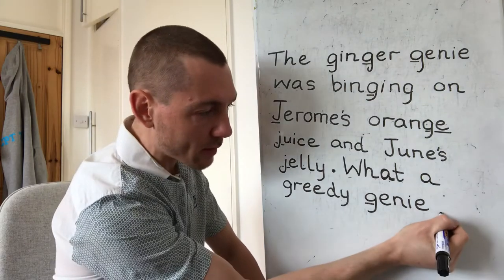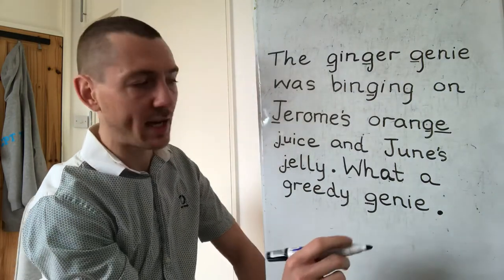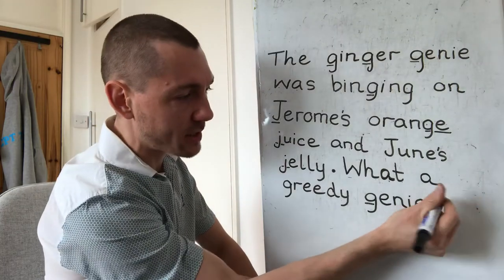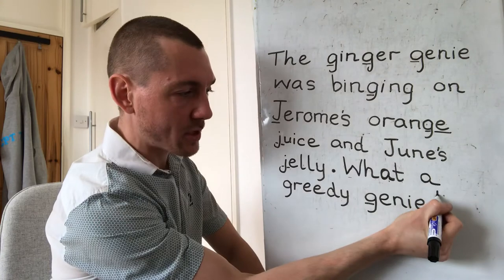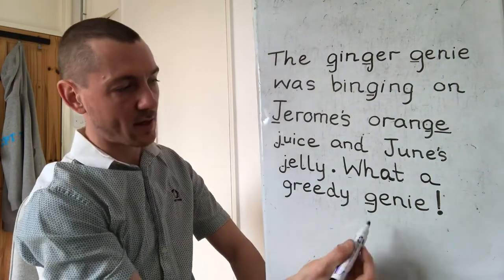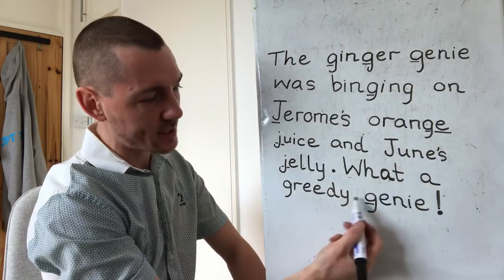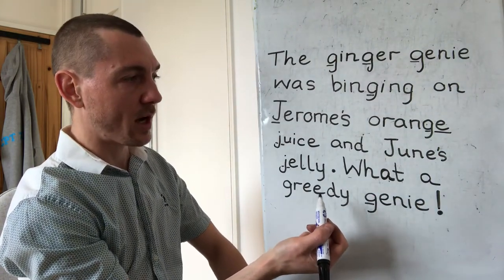Now, stop mark at the end of the sentence. Because this is an exclamation, we have an exclamation mark, okay? Because it's what a greedy genie, exclamation, okay?